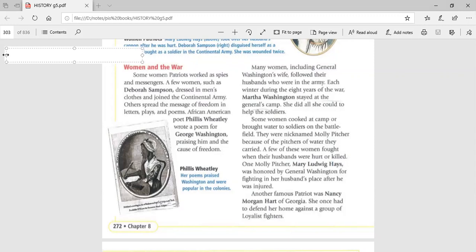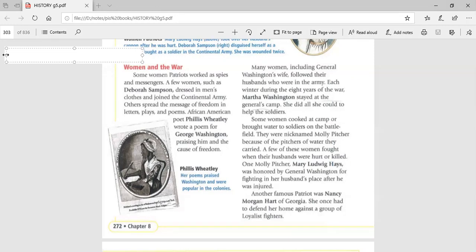Also, we have some women who cooked at the camps. We have some women who brought water to the soldiers in the battles, and those women who brought water to the soldiers were called Molly Pitcher. Okay. Some of the women fought when their husbands were hurt or killed at war. So some of them took the part of their husbands.